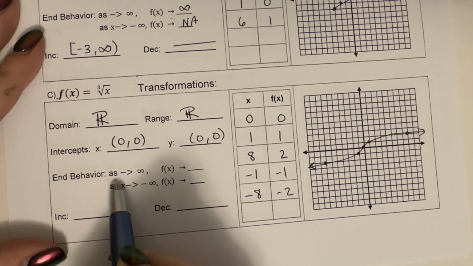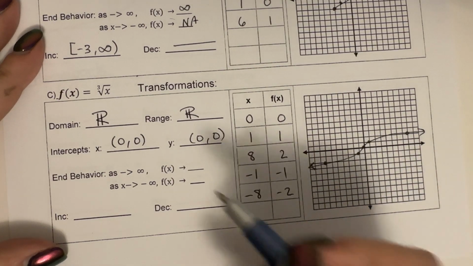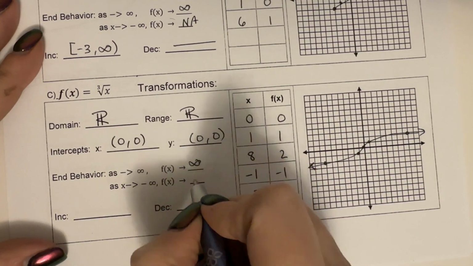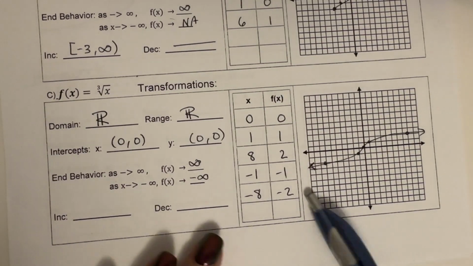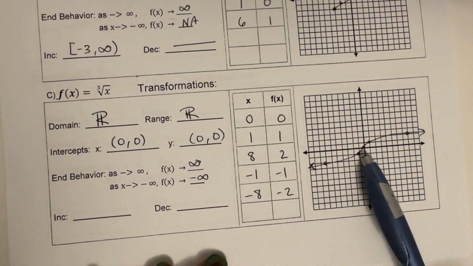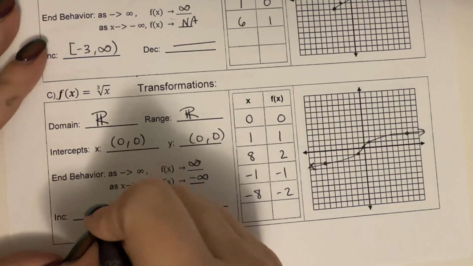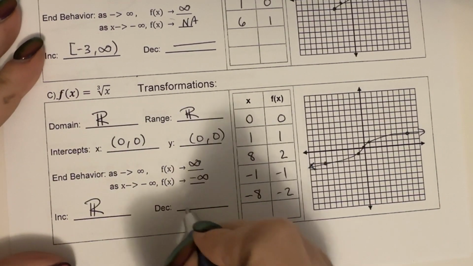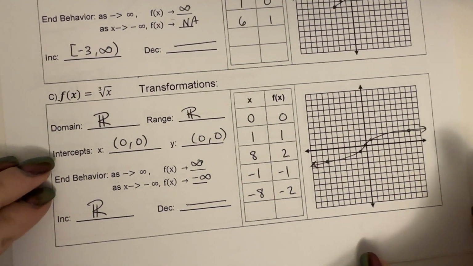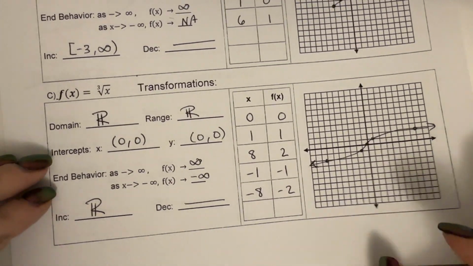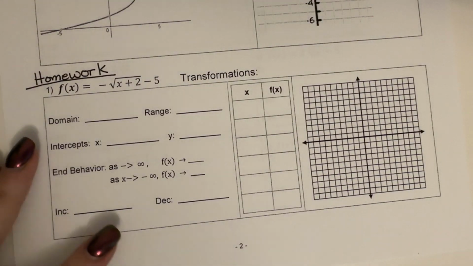Now let's talk about our end behavior. Now our right side continues on toward infinity and our left side continues toward negative infinity. Now let's talk increasing or decreasing. As I move to the right, my Y values continue to go up and up and up, even if it's slow. So that'd be all real numbers, and I have no decreasing on this. So hopefully that one is okay. Let's flip to our next page.